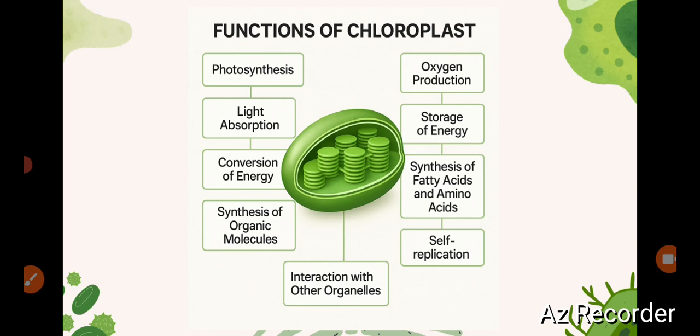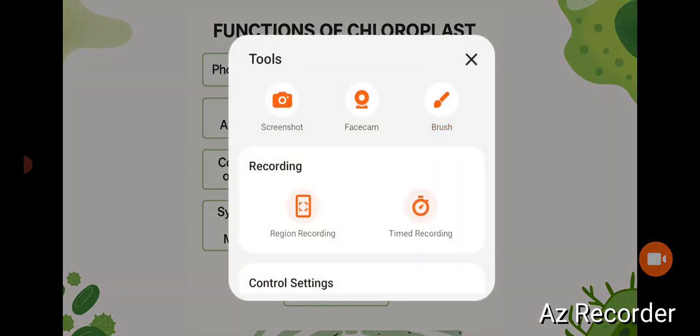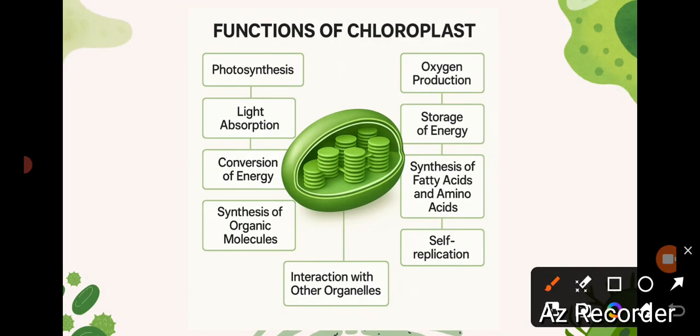And the reaction takes place how? 6 molecules of carbon dioxide and 6 molecules of water plus light energy. After the reaction, we finally get glucose and 6 molecules of oxygen. Next, light absorption. Chlorophyll pigments in the chloroplast absorb blue and red wavelengths of the light and reflect the green color.